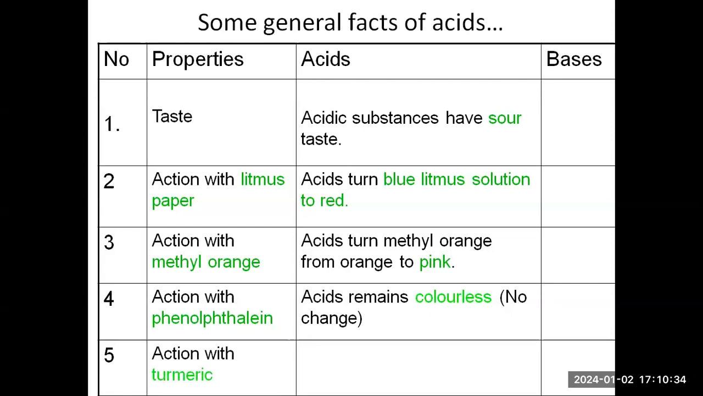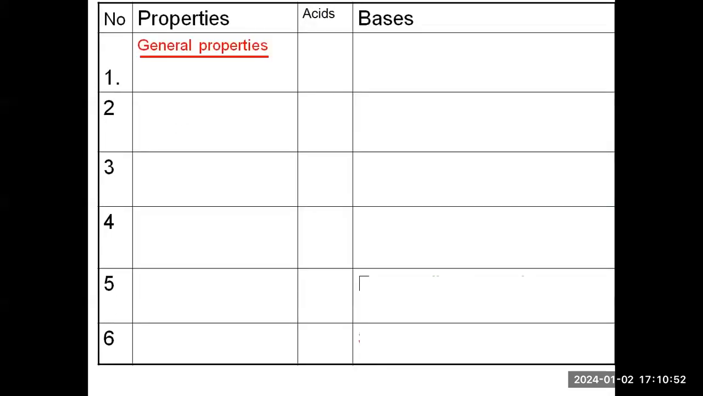And then there is no change with the turmeric either. An acidic substance will not change the color of turmeric. It will remain yellow. So children, the listed properties are the physical properties of an acid. And these are also called the general properties.